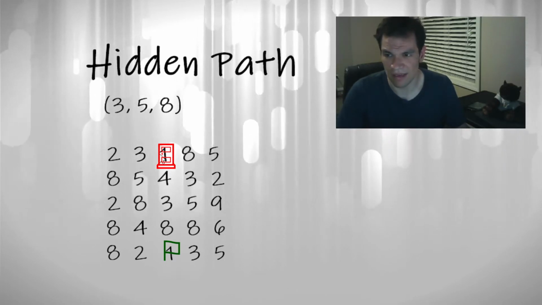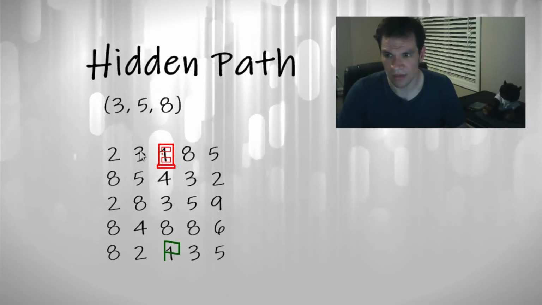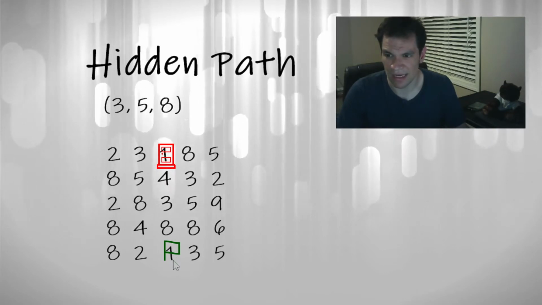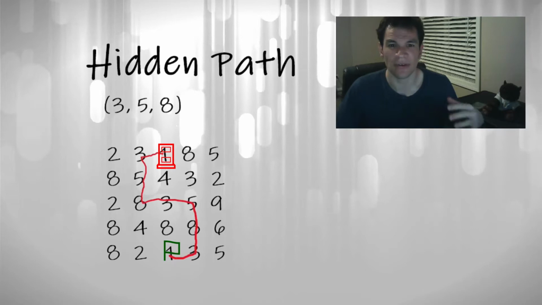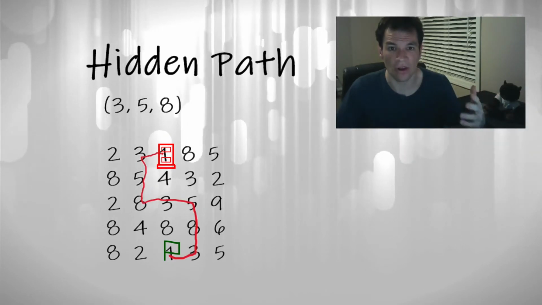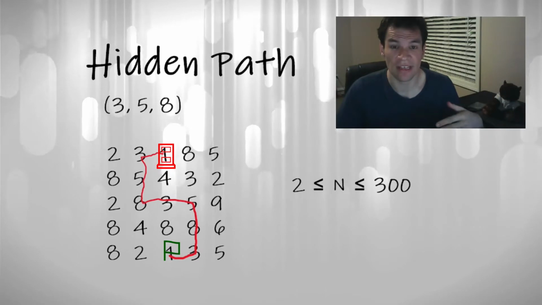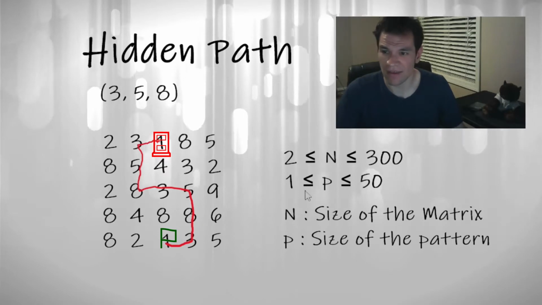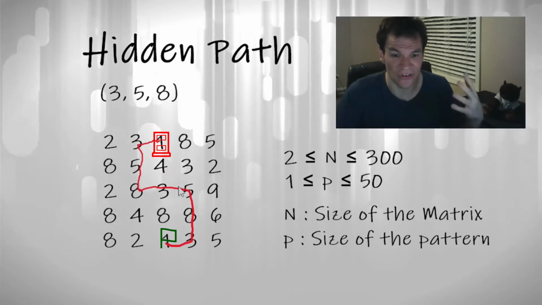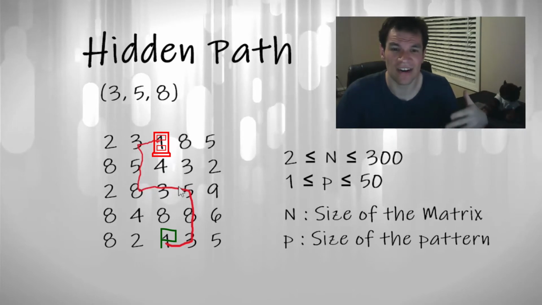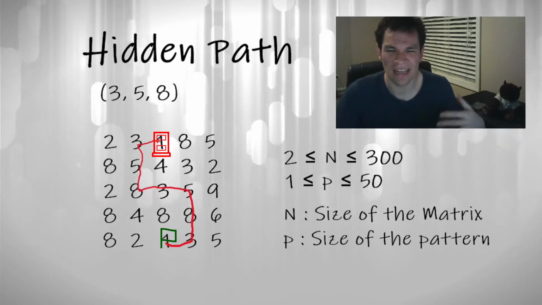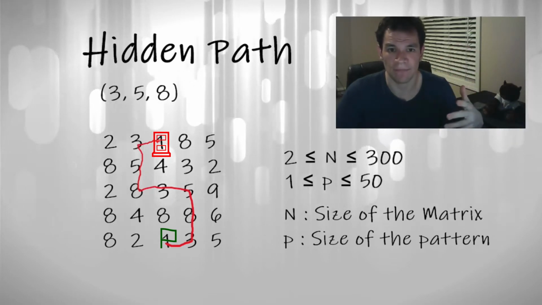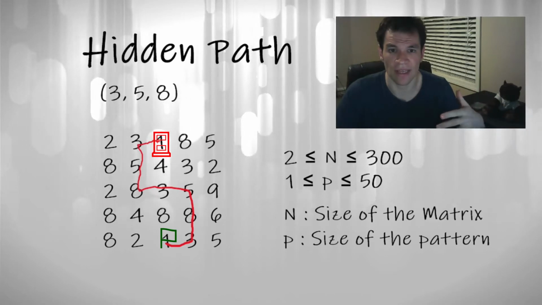For example, this is a possible path: 1, 3, 5, 8, 3, 5, 8, and 3, and it finishes here. The matrix can be as big as 300 by 300, and the pattern can be as big as 50. And also the path found should be the shortest one that fulfills the restriction. If you need more details, I leave a link in the description below with the full description of the problem.